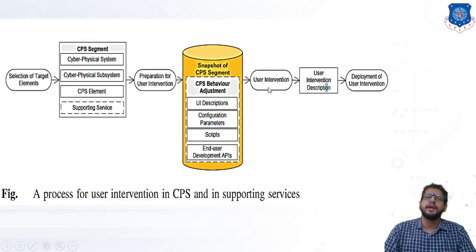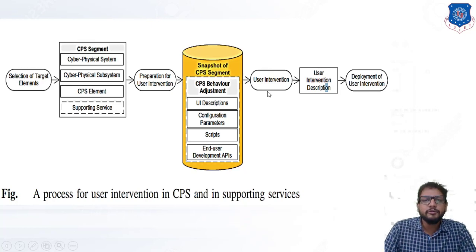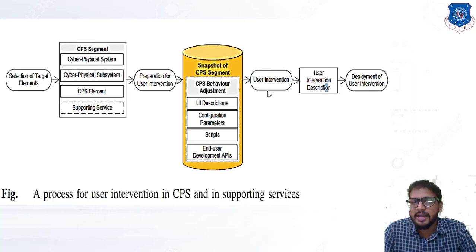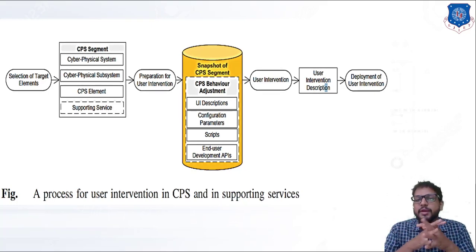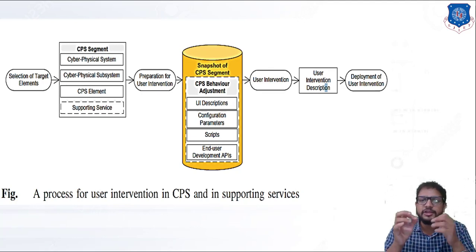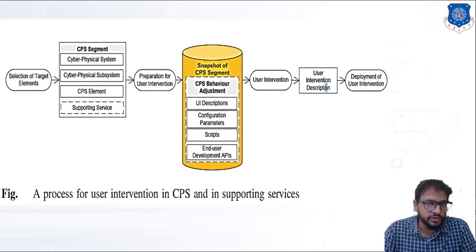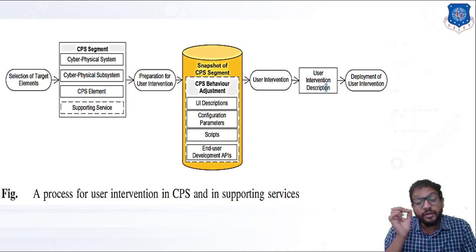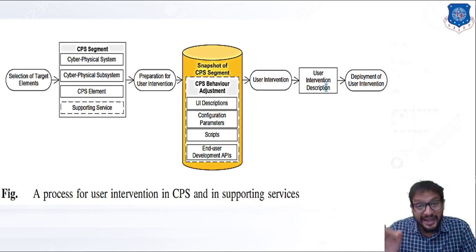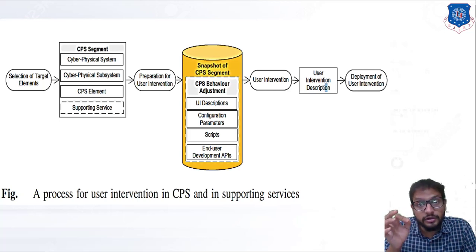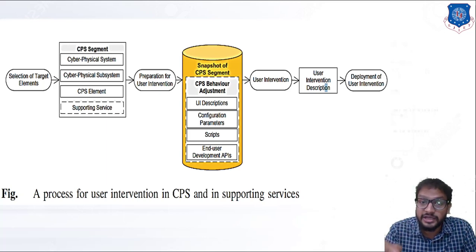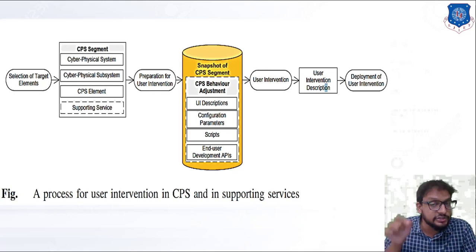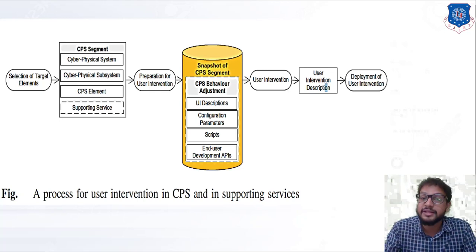The third step is the user intervention. As per the snapshot, the user is going to give a command to the element or troubleshoot the problem which is present. The next step is deployment of a user intervention. In this step, whatever intervention or action is taken by the user is taken as an input by the cyber physical system. Now the cyber physical system is going to check whether the input or solution provided by the end user is correct or not, whether we can apply that solution or not. That validation will be done by the system itself.